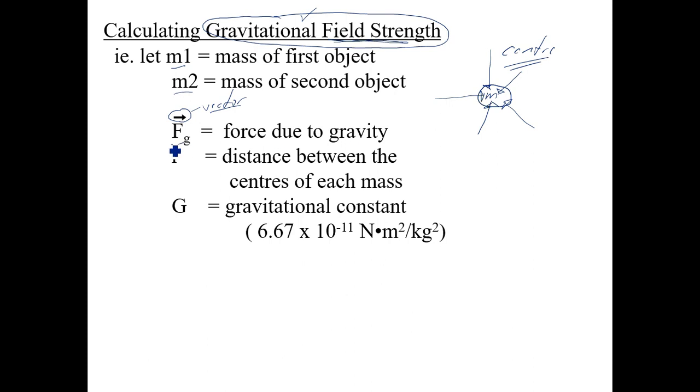This G down here, there are different kinds of forces. This one is specifically due to gravity that we're talking about. So capital F is for force, and this is specifically the force due to gravity. R is the distance between the centers of the different masses. Again, I'll show you a picture in a minute here.